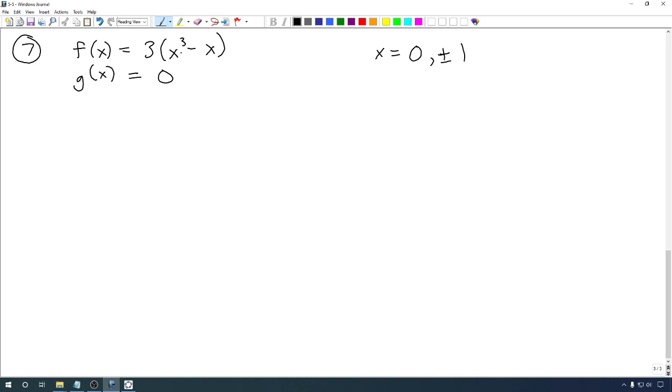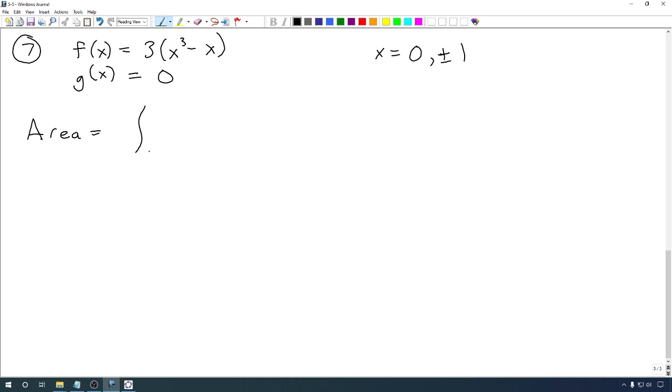Technically here, you'd have to set this equal to 0, factor it, and all that. But the factors here are x, x minus 1, and x plus 1. Exactly what we expect to get. So we're going to have to do this as two separate regions. That means two separate integrals.